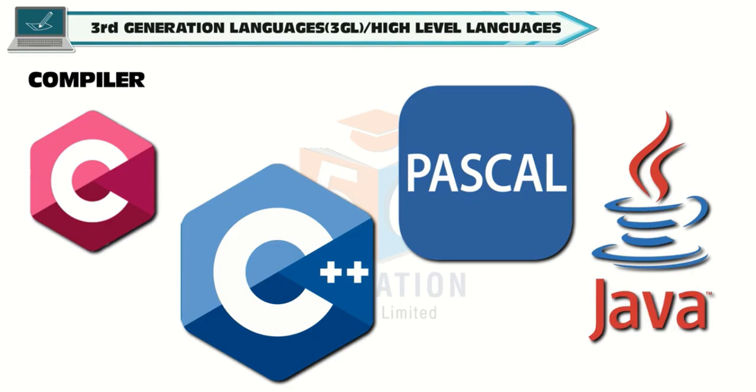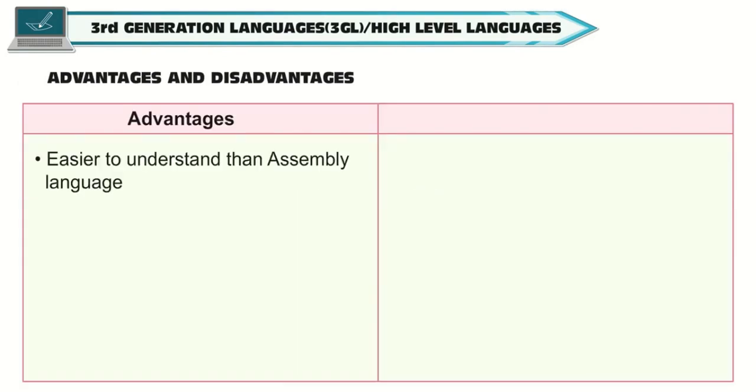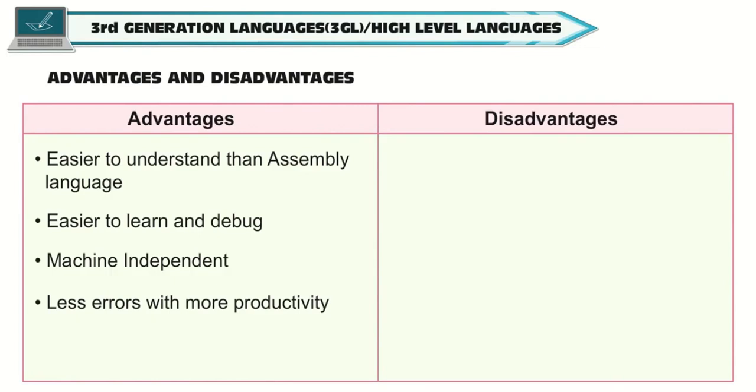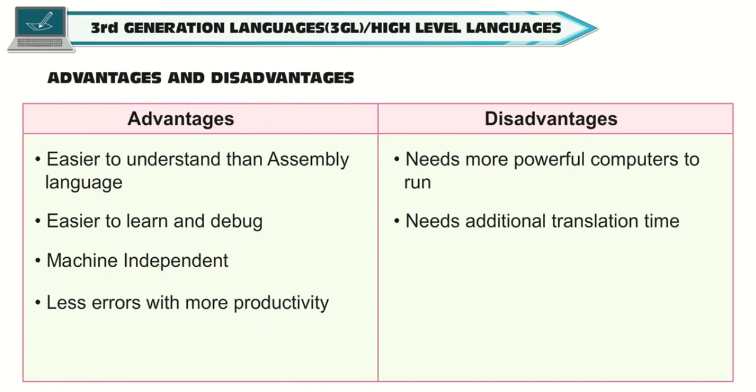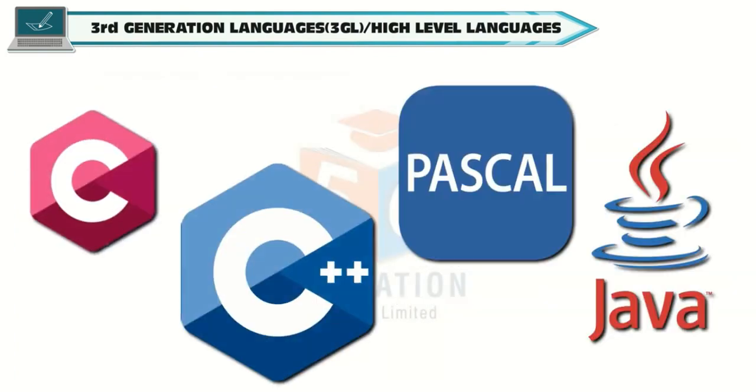Third generation languages had both advantages as well as disadvantages. Advantages: easier to understand than assembly language, easier to learn and debug, machine independent, fewer errors with more productivity. Disadvantages: needs more powerful computers to run, needs additional translation time, slower than low-level languages, less memory efficient.